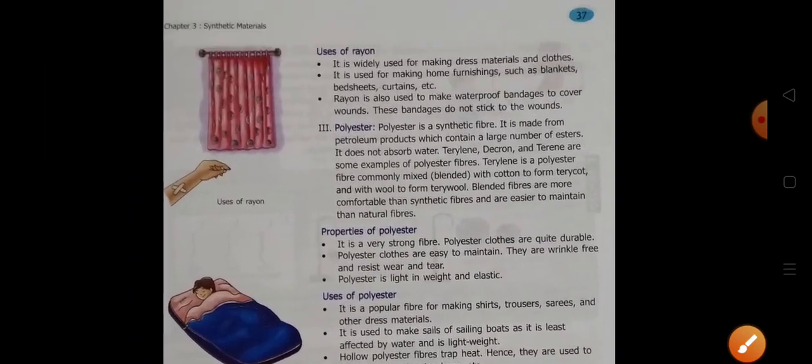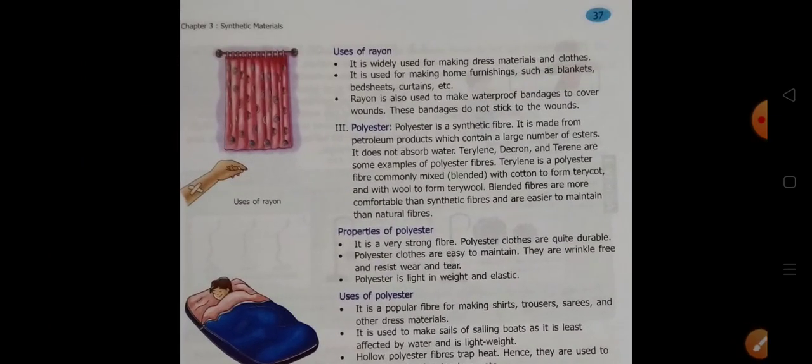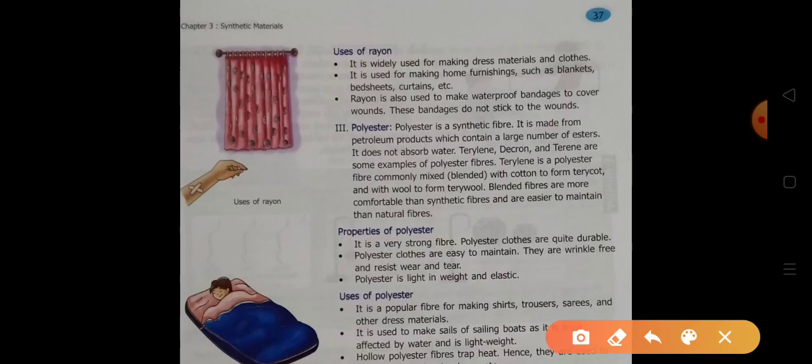Now next we talk about the uses of rayon. Rayon is widely used for making dress materials and clothes because it is shiny in appearance and comfortable to wear. It is used for making home furnishing like blankets, bed sheets and curtains, and is used to make waterproof bandages to cover wounds. So next, the third artificial or synthetic fiber is polyester.